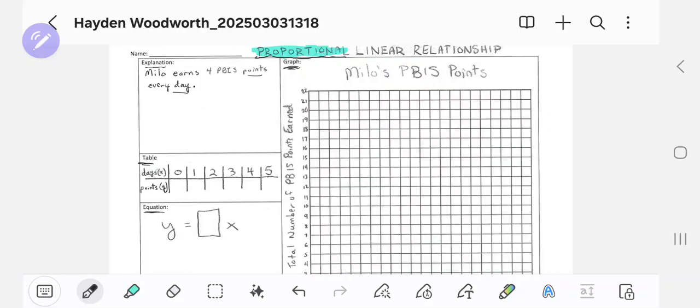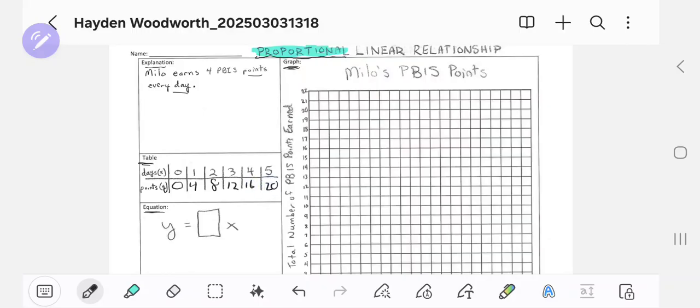Here we go. The number of days I made X, and the points is Y. That's because the number of points Milo has depends on the number of days that he's at school. If he's not here, he doesn't get points. But the day still goes by, he just doesn't get points. So points depends on the days that he's here. So at 0 days, he gets 0 points. Then after 1 day, it's 4. After 2 days, it's 8. After 3, 12, 16, 20.